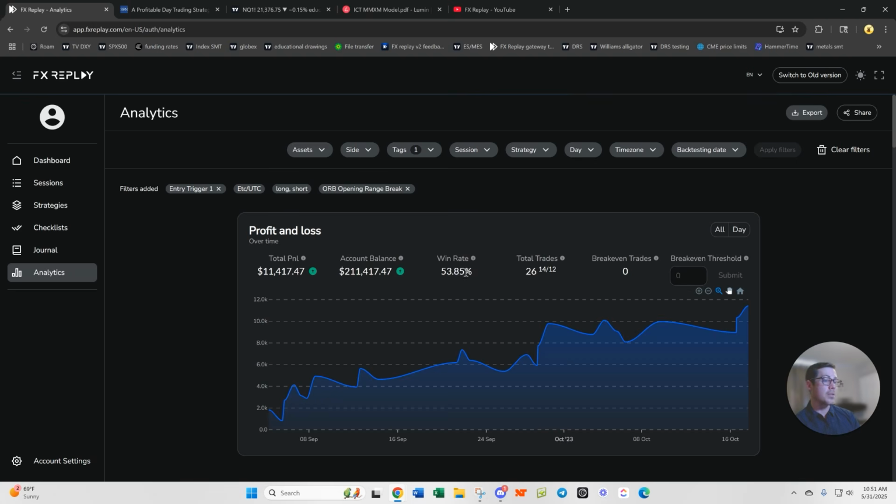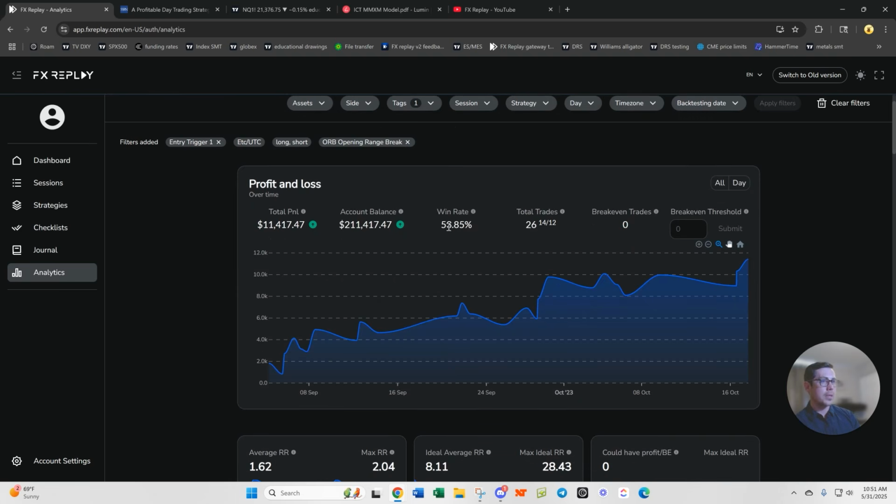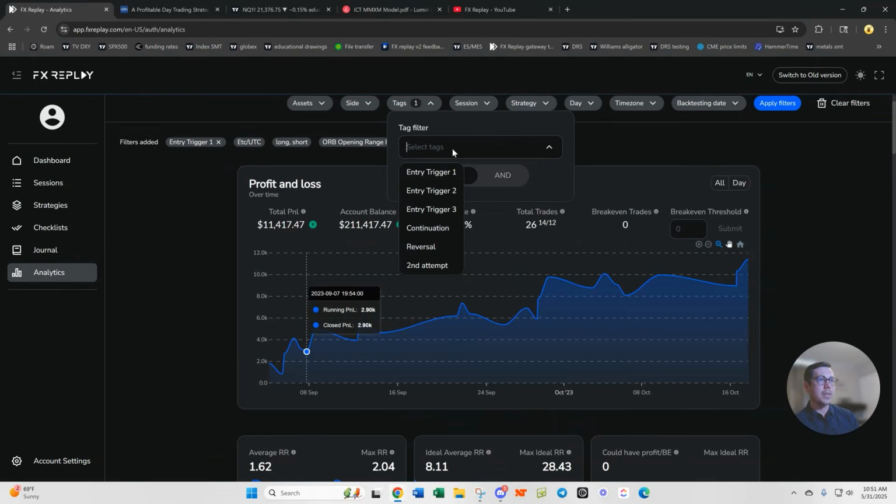Okay, it wasn't huge, but yeah, we did have a slightly higher win rate with entry trigger 1 versus entry trigger 2. And most of the profits came from this. I think 11.5 of the 17.5 R that we got was from entry trigger 1. Let's take a look and see if the second attempt trades were worth taking or not.